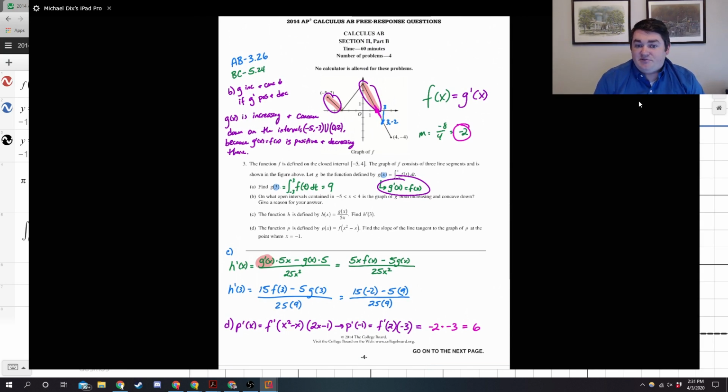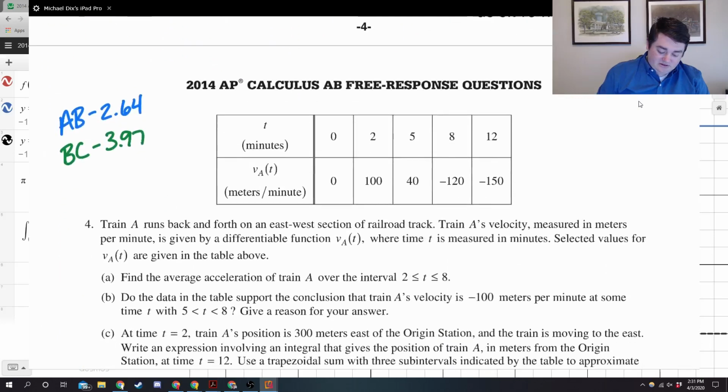Very popular type of problem where you're making conclusions about increasing, decreasing concavity. I'm surprised this one didn't have anything about a local max or a local min, but that's really common too. This one had some quotient rule and some chain rule instead. Okay. Number 4.